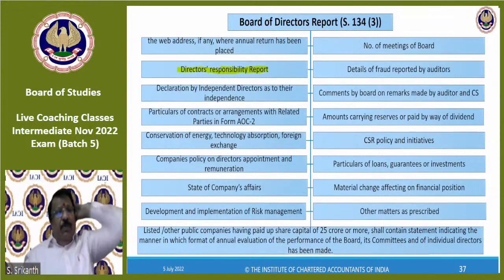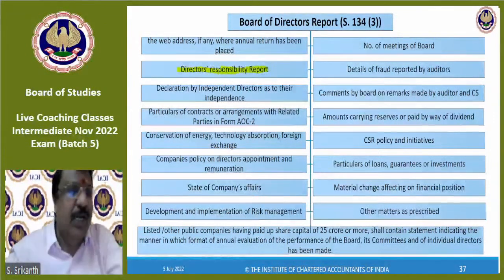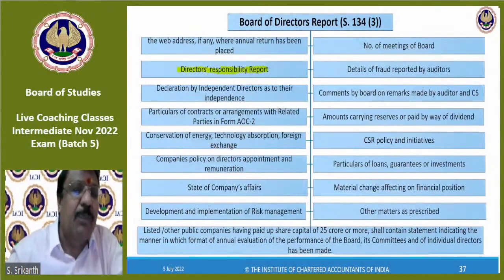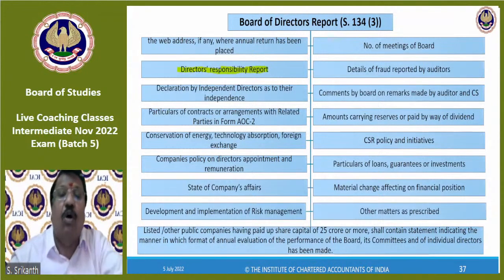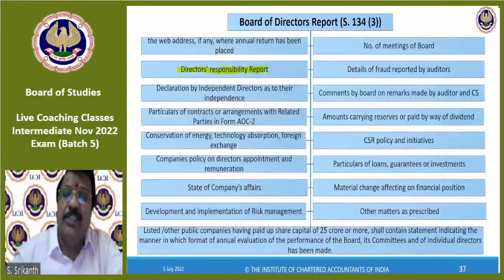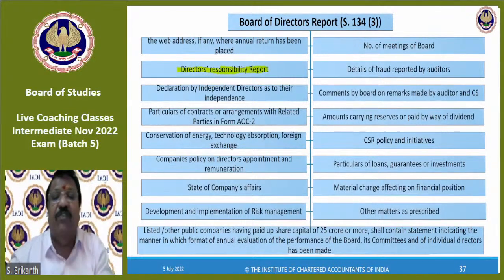Other matters as may be prescribed. There are some things prescribed. We'll see that. Listed or other public companies having paid up share capital of 25 crore or more shall contain a statement indicating the manner in which the formal annual evaluation of the performance of the board, its committees, and of individual directors has been made. So, listed companies and public companies having paid up share capital of 25 crore or more.